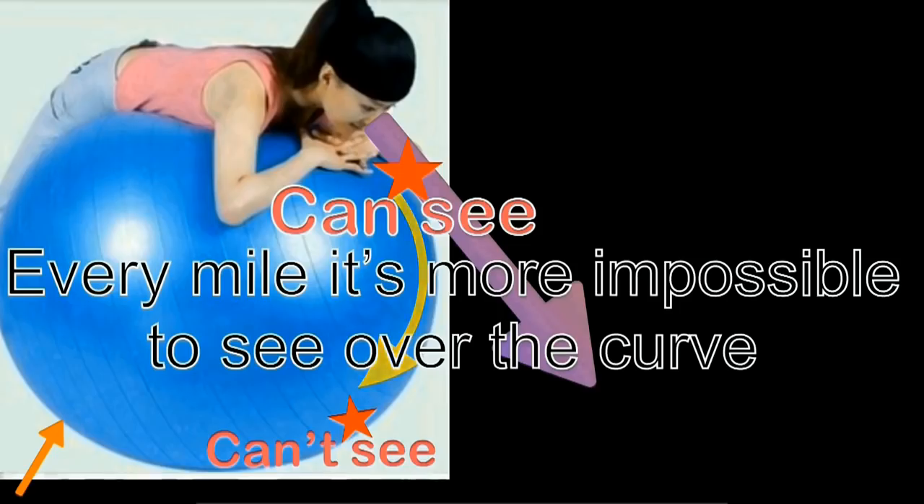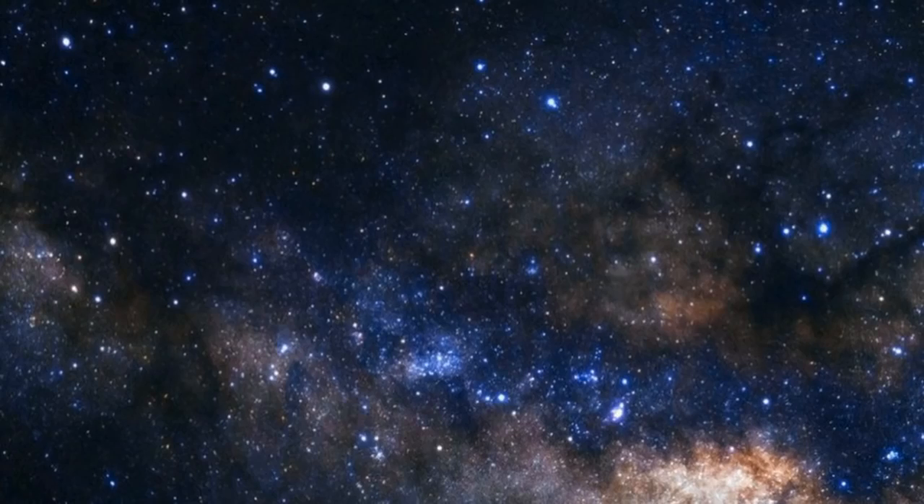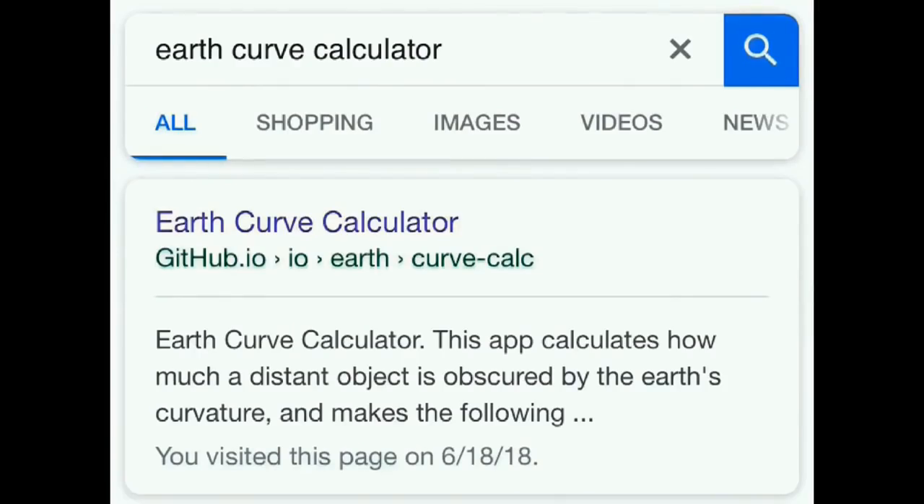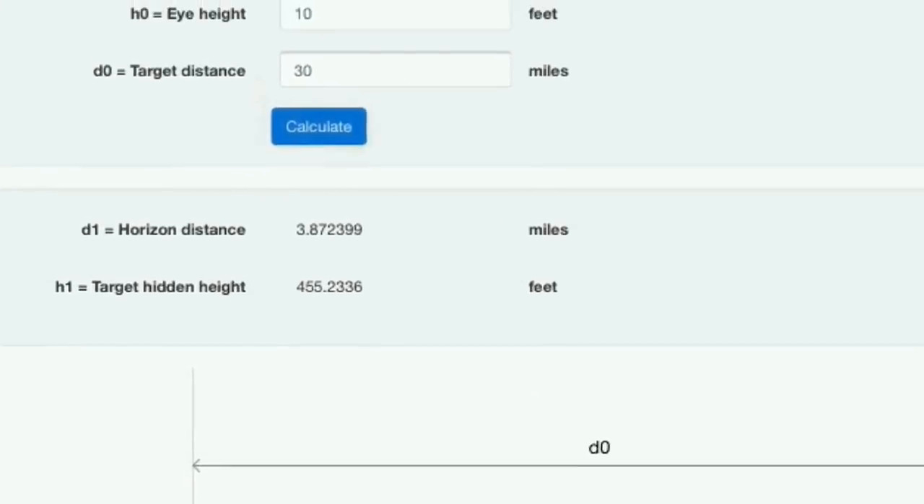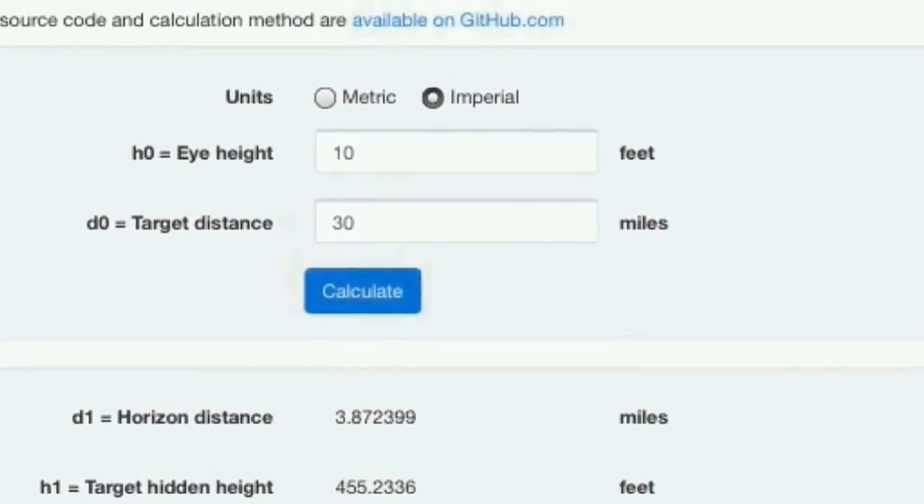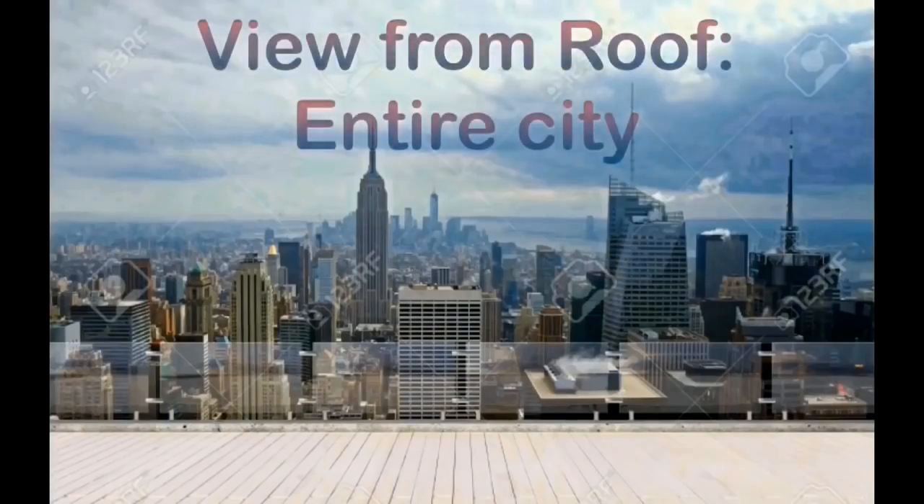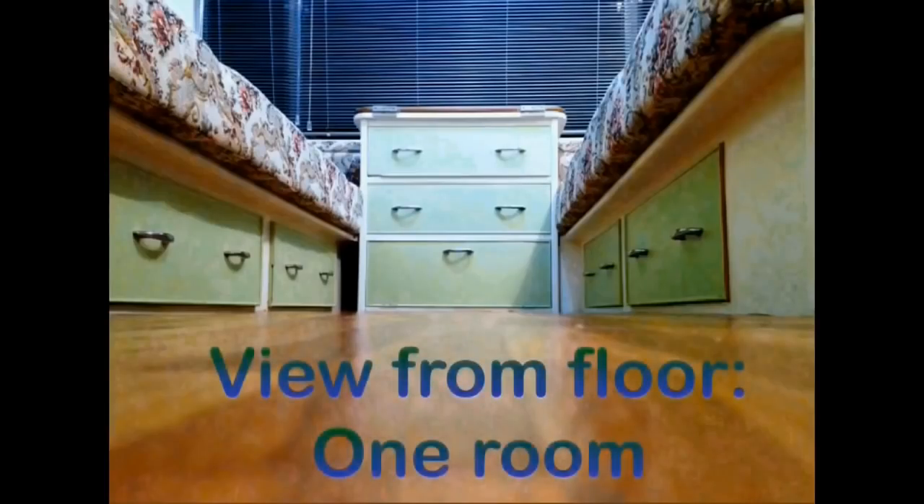Very quickly, you hit a point where you can see nothing over the curve at all because it's impossible, and you are looking a straight eyeline out into space. We often use the Earth curve calculator and simply input its variables in order to get the math done for us. One of the variables is your eye height, because the higher up you are, the more Earth you should be able to see. So altitude is important in the equations.